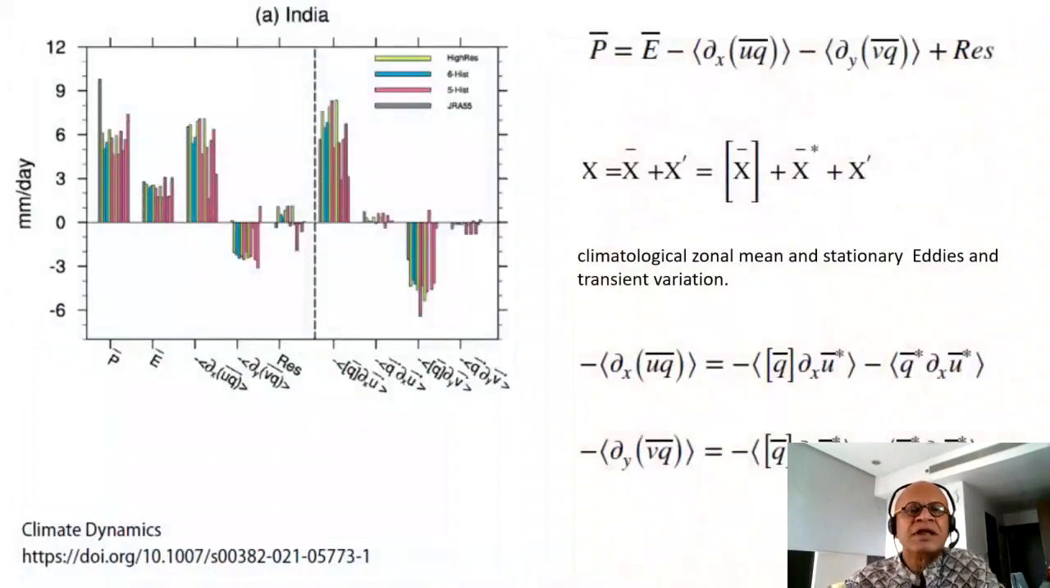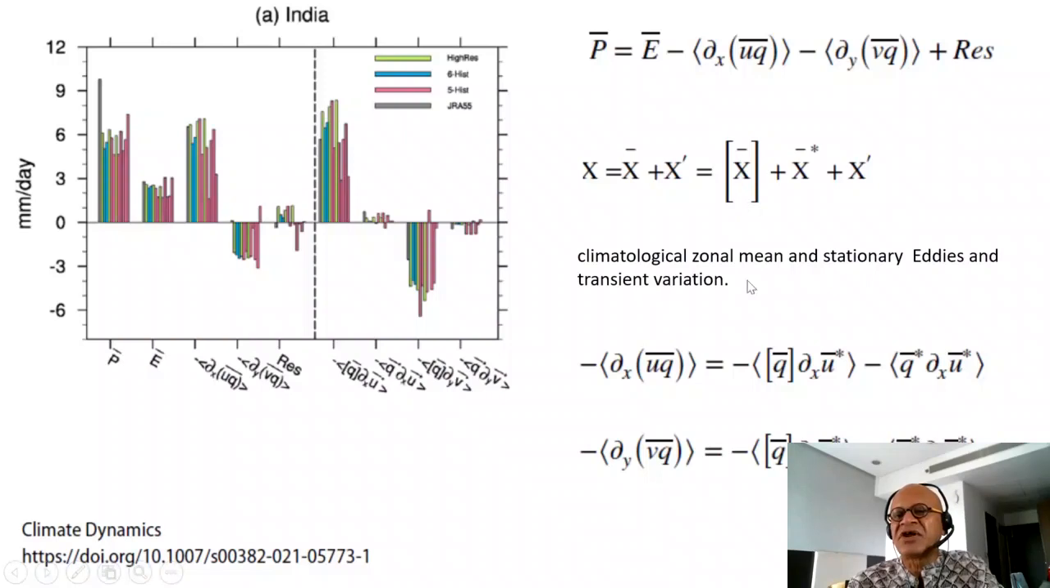Okay, so let's look at one example of a CMIP6 analysis where dynamics and thermodynamics were explored by doing moisture budgets. So this is the mean moisture budget looking at precipitation, evaporation, and moisture transports with the residual that cannot be resolved. And the quantities are split into climatological, zonal mean, and stationary eddies, which becomes very relevant for the monsoon trough or the mid-latitude storm tracks and so on.